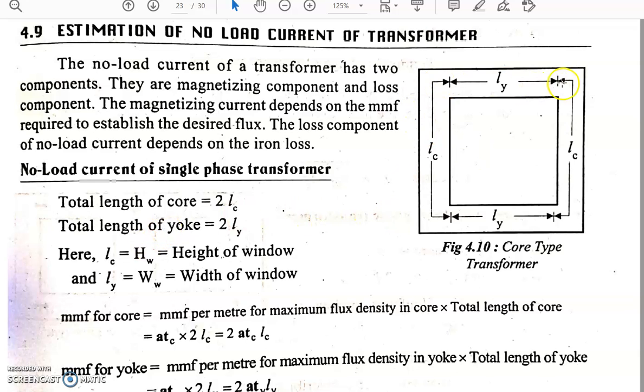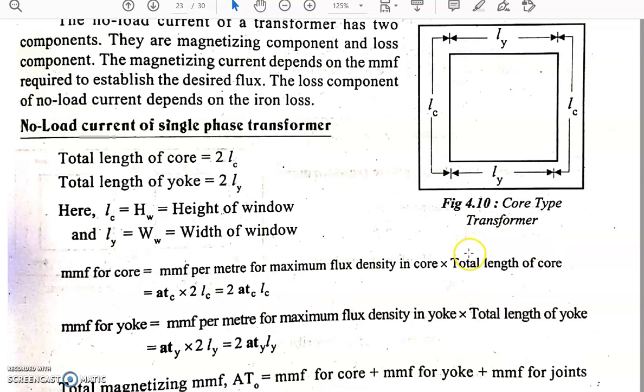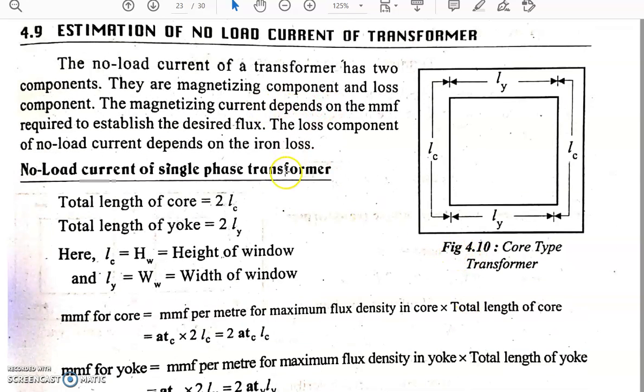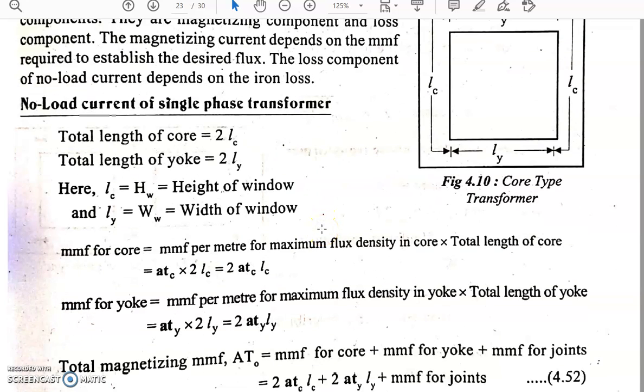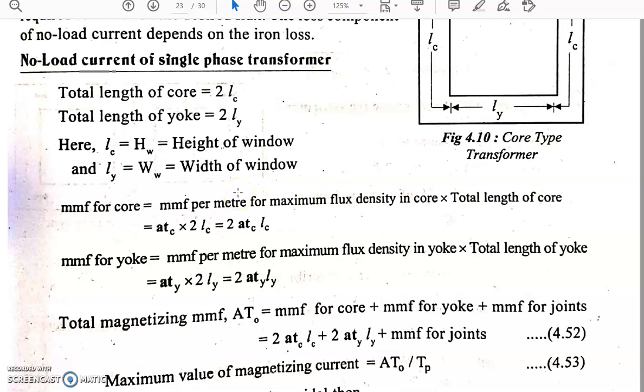Okay, so this is the dimension of a core type transformer core. This vertical dimension is the length of the core, and this horizontal dimension is the length of the yoke. The length of the core is also equal to the height of the window, and the length of the yoke is also the width of the window. We are going to calculate the magnetizing current first, and to calculate it, we are going to calculate the MMF required for core and yoke separately, and then we will calculate the total magnetizing MMF.